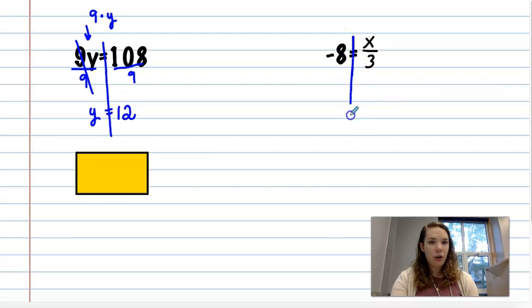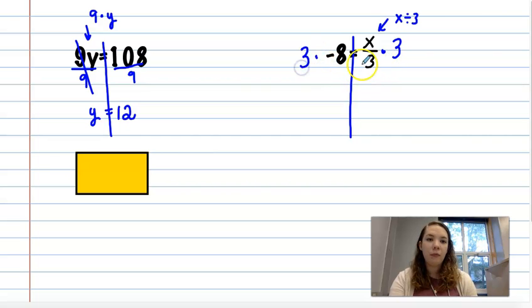All right, draw our line down. Like I was mentioning over here, fraction bars are the same as division. So this is the same as x divided by 3. But once we're in algebra, we start to use a fraction bar instead. Just like once we're in algebra, we stop writing that multiplication sign. So the opposite of dividing by 3 would be multiplying by 3. So now x is over here. 3 times -8 is -24.